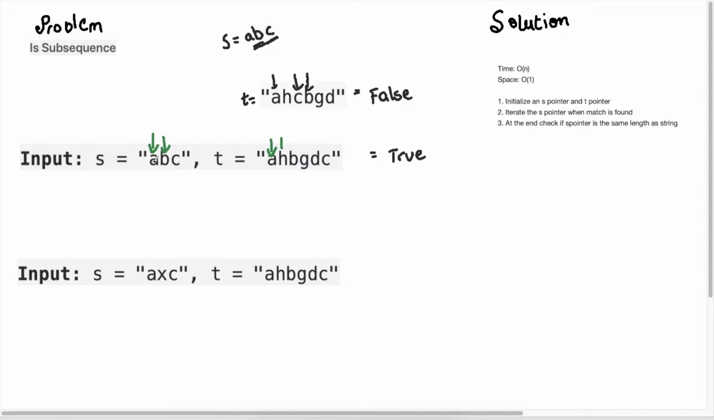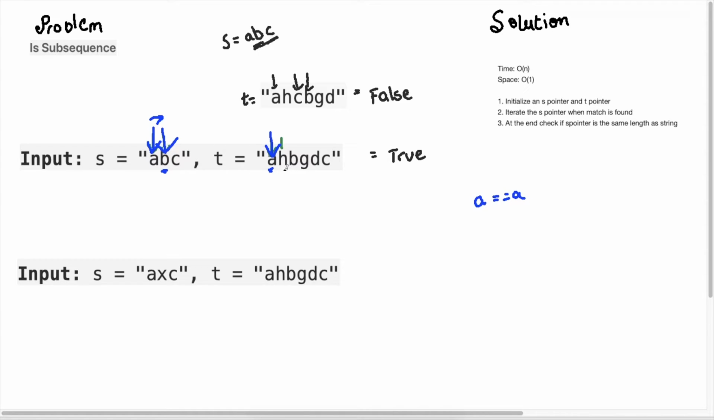So let's go ahead and initialize our pointers. Let's say this is my pointer here at A, and I will also initialize the second pointer here at this A. Now what we need to do is check if they're equal. So A equals A, right? That means we know that this character exists in the string T, in the correct subsequence. So what we're going to do now is move our pointer to B. It was here first, and now we moved it over to B because we're looking for B next.